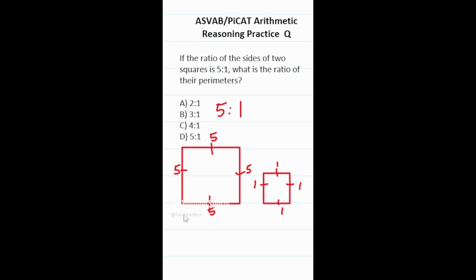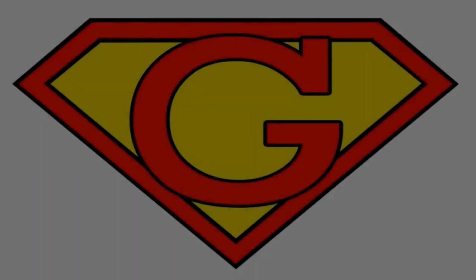Now let's find the perimeters of these squares. To find the perimeter of a square, you simply add up all of its sides. So this one's 5, 10, 15, 20. This one's 1, 2, 3, 4. Let's talk about the ratio of their perimeters. It's clearly 20 to 4, but we can reduce this by a common factor of 4. 20 divided by 4 is 5. 4 divided by 4 is 1. So the ratio of their perimeters is D, 5 to 1.